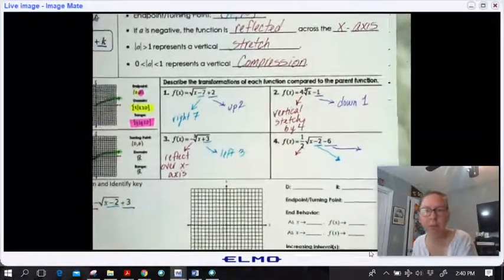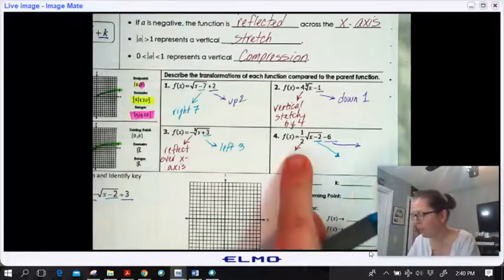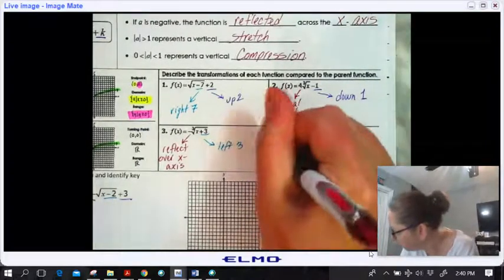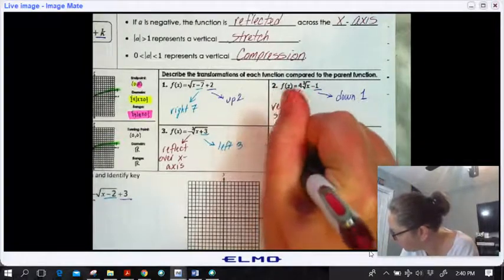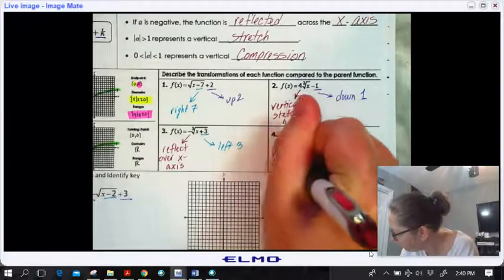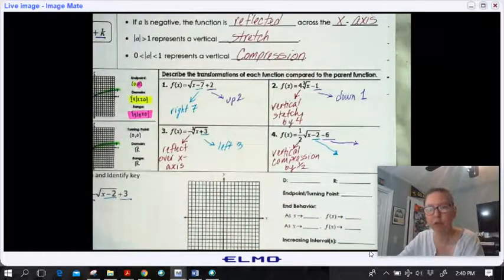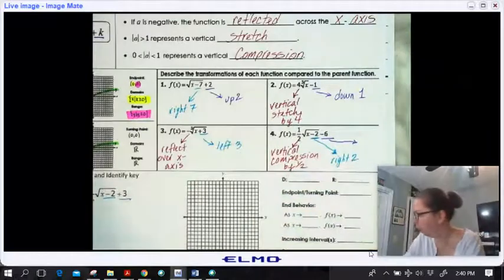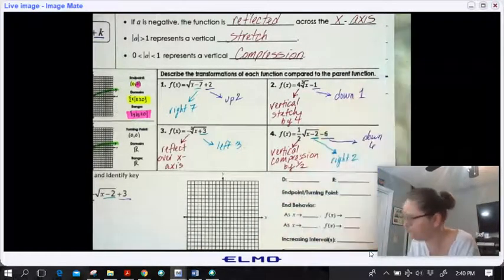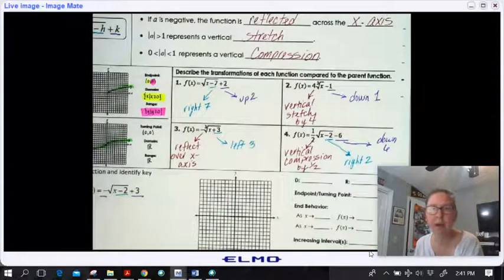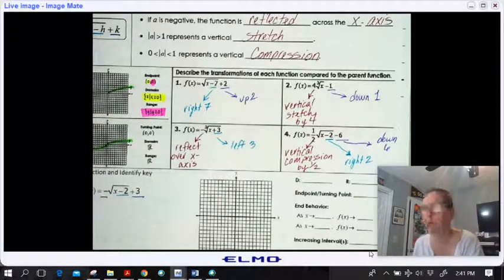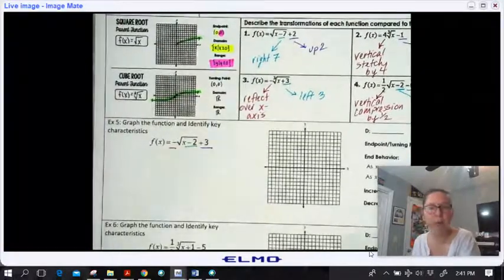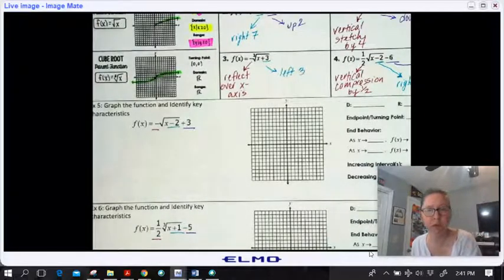And finally, example number 4 here. I have a vertical compression by 1/2. I will have a shift to the right 2 and a shift that goes down 6. So that is how I identify transformations of the functions when they're being compared to their parent function. Let's look at 2 examples of how we identify the key features and graph it.